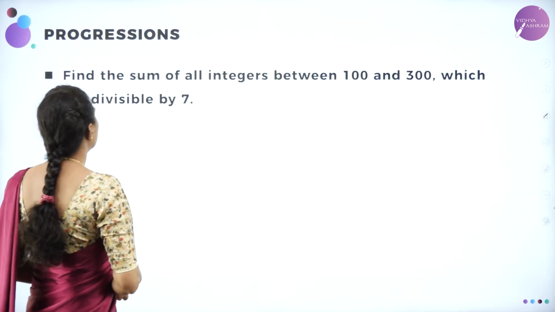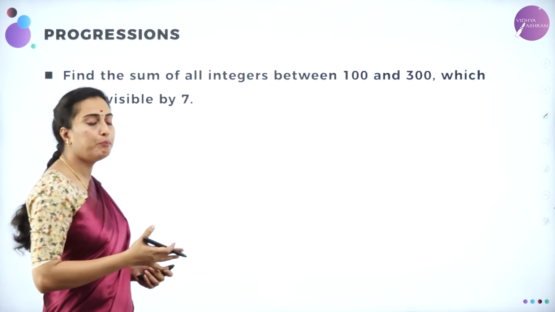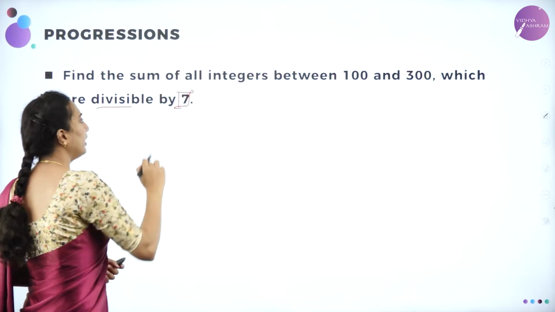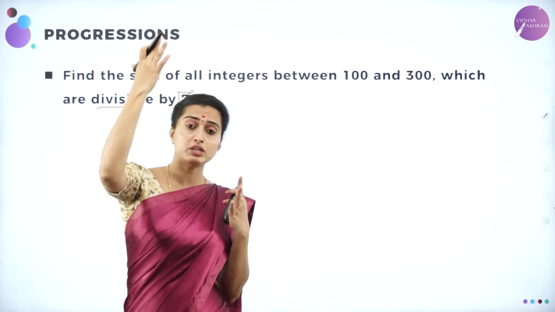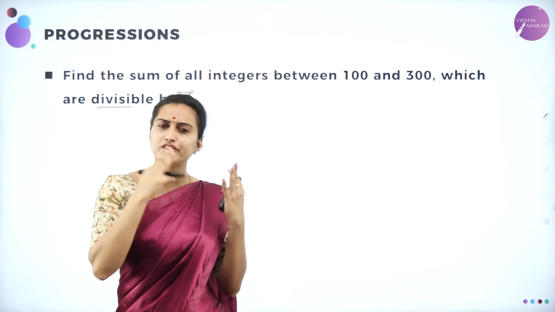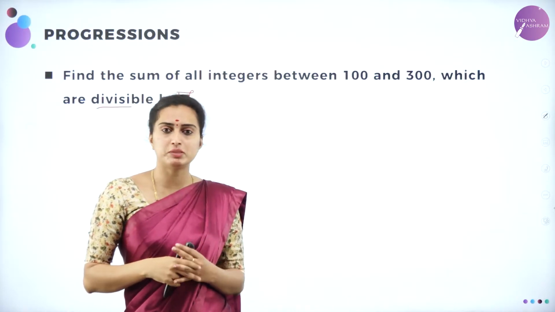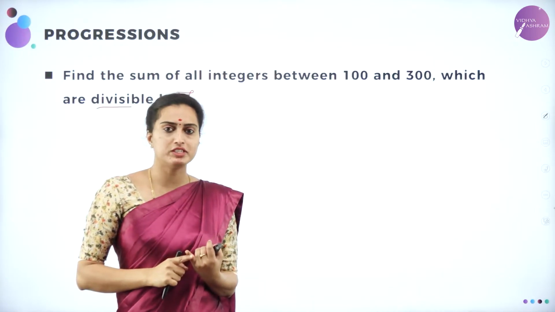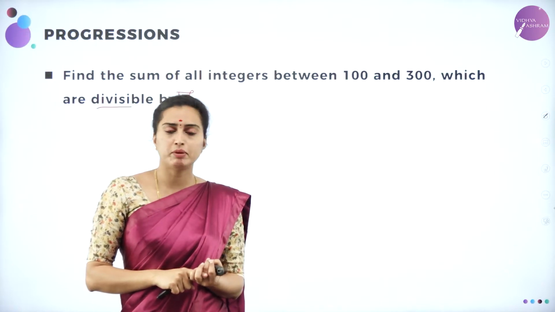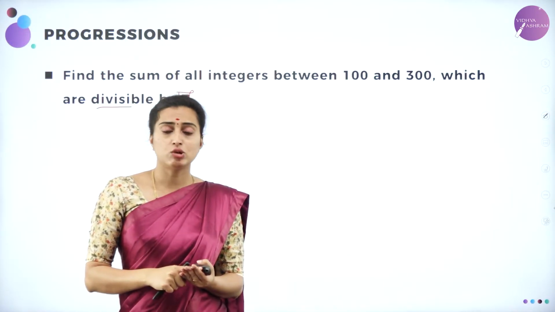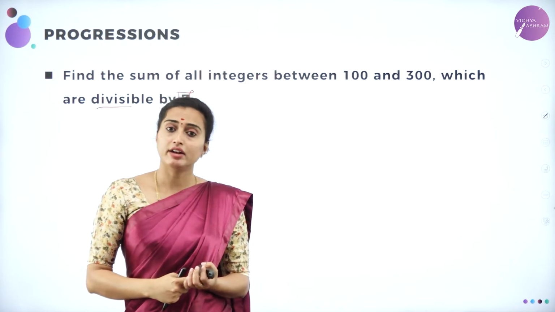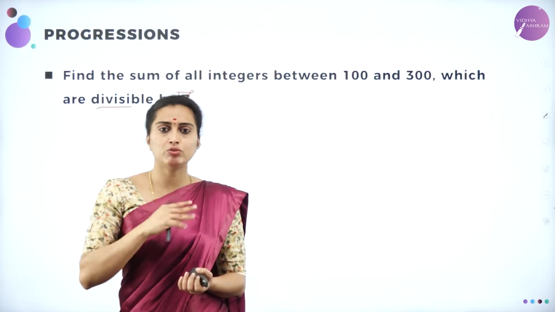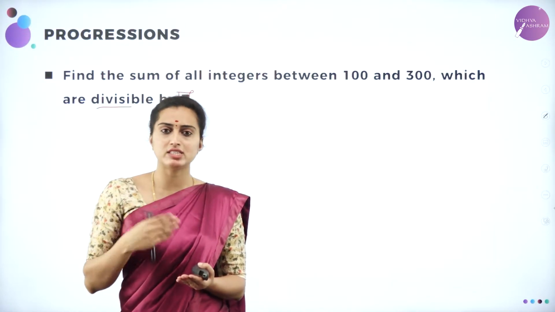What they have asked. Find the sum of all integers between 100 and 300 which are divisible by 7. Now there are so many numbers between 100 to 300. Just find out the first 2 numbers and the last number which is divisible by 7. Now from 100, 101 is not divisible by 7, 102 not divisible by 7, 103, 104 are not divisible by 7. 105, yes it is divisible by 7, you can have 7 5s are 35.